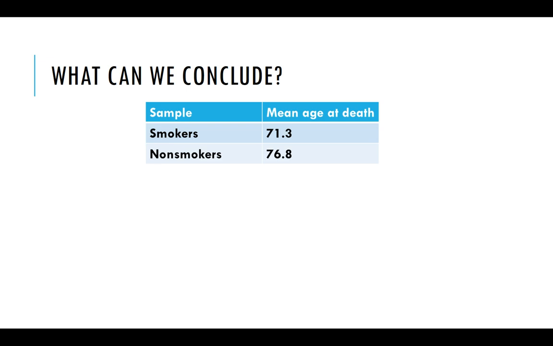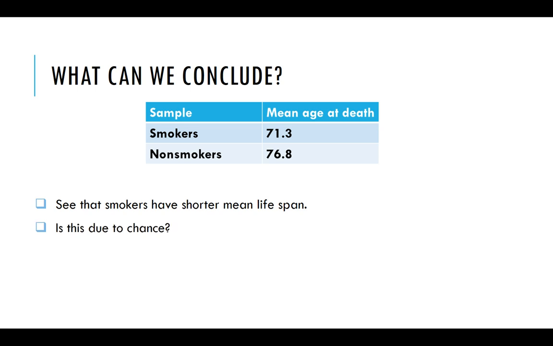Let's say we're dealing with data on smokers and non-smokers having to do with mean age at death. We see that smokers have a mean age at death for our sample of 71.3 years, but non-smokers have a mean age at death for their sample of 76.8. So we all agreed from looking at this, it looks like smokers have a shorter mean lifespan, right? That non-smokers live longer than smokers. All right. But we have to ask ourselves, is this due to chance? Well, it certainly looks compelling, but is it due to chance? That will tell us if this is a statistically significant difference in means.